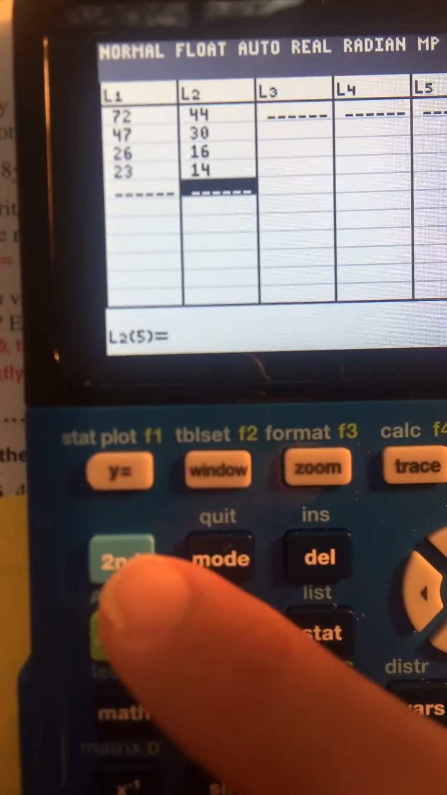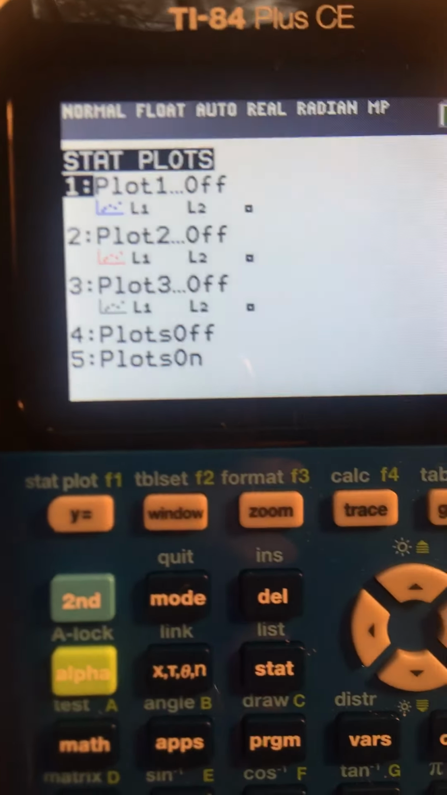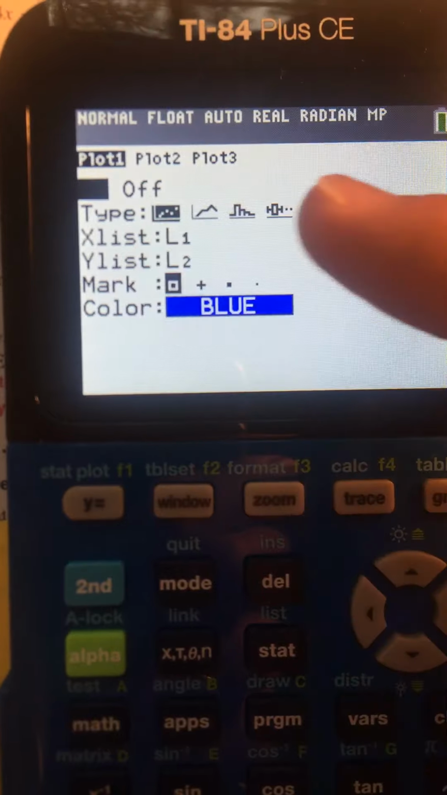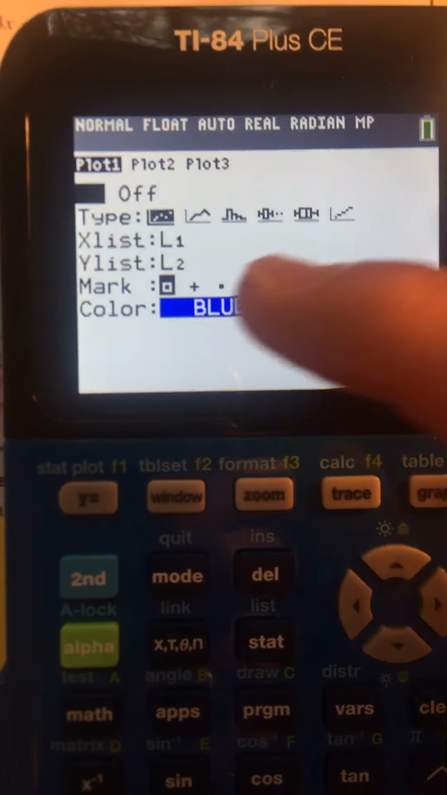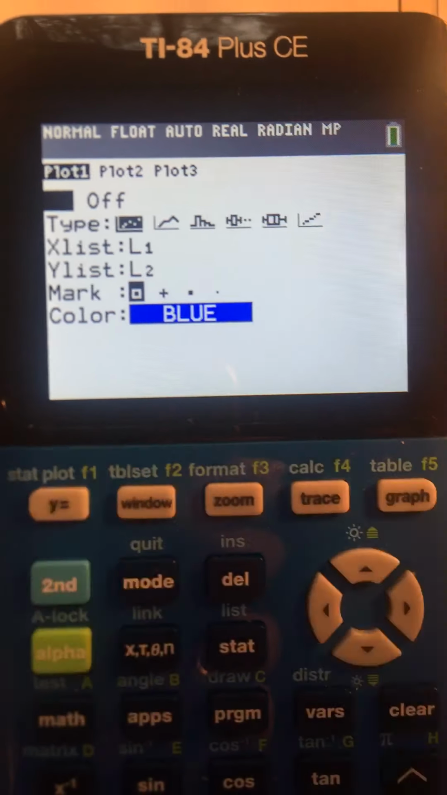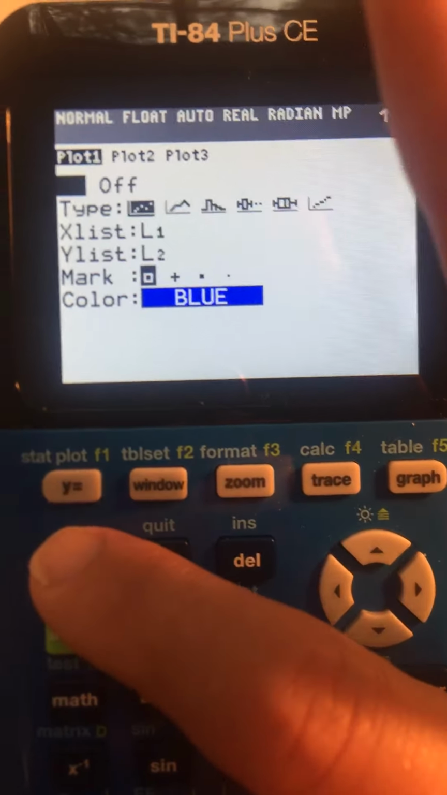Now, next I need to go to Stat Plot. So I'm going to go second, y equals, and that gets me there. And I want this to be turned on. So I'm going to hit Enter. I'm going to hit Enter again to turn it on. It's dots. It's going to use list 1 and 2. It's going to have little dots that look like that, and it's blue. Sounds good to me. Now, the next thing I need, so I'm going to quit out of that.